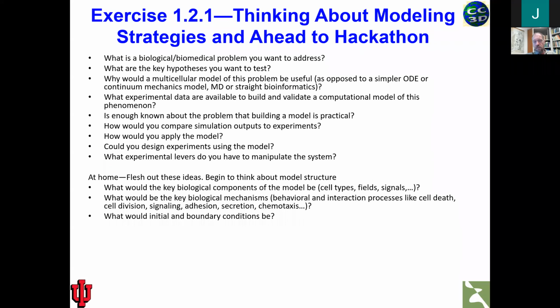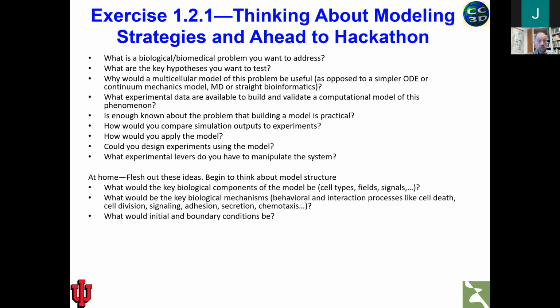So I'd like to take a few minutes now to do a simple exercise, maybe not so simple, to start you on an exercise. It's the only exercise we're going to have in this module. I'd like you to take just 5 to 10 minutes to think about modeling strategies. And maybe if you're going to join the hackathon, think about what you'd like to do there. And so I'd like you to think about a biological or biomedical problem you might want to work on. Presumably, if you're taking this workshop, you have some problem of interest.